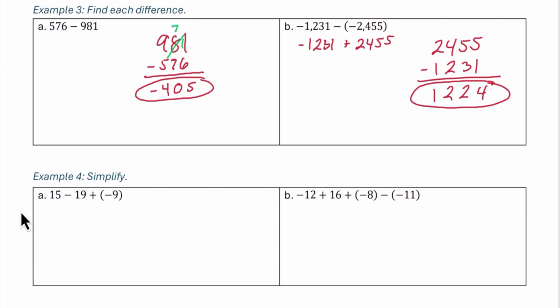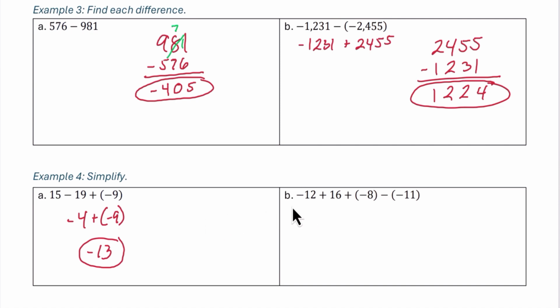In this next example, we have multiple steps. First, we'll do 15 minus 19. 15 take away 19 is negative 4. Then we have plus negative 9. Here we're adding two negative numbers, so we simply add 4 and 9 to get 13, but we make the sign negative.